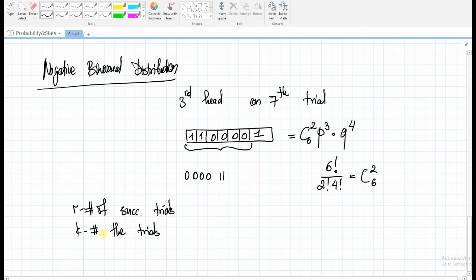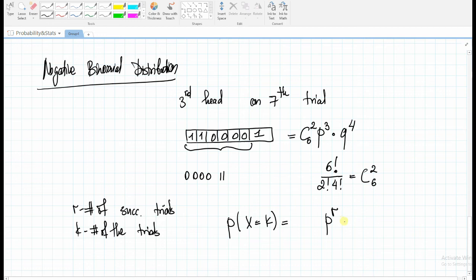So what is the general formula? What is the probability of having R successes exactly on the K's trial? How many successes do you need to have? R, right? Always P to the power of R. How many failures do you need to have? K minus R, Q to the power of K minus R.